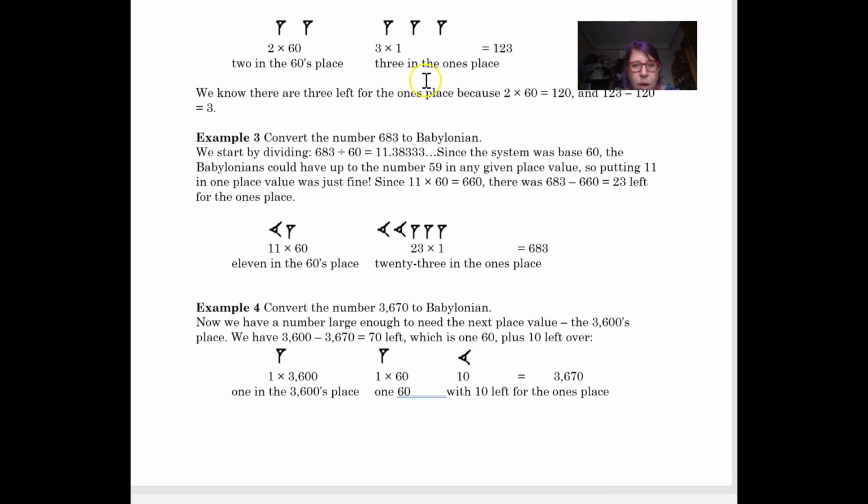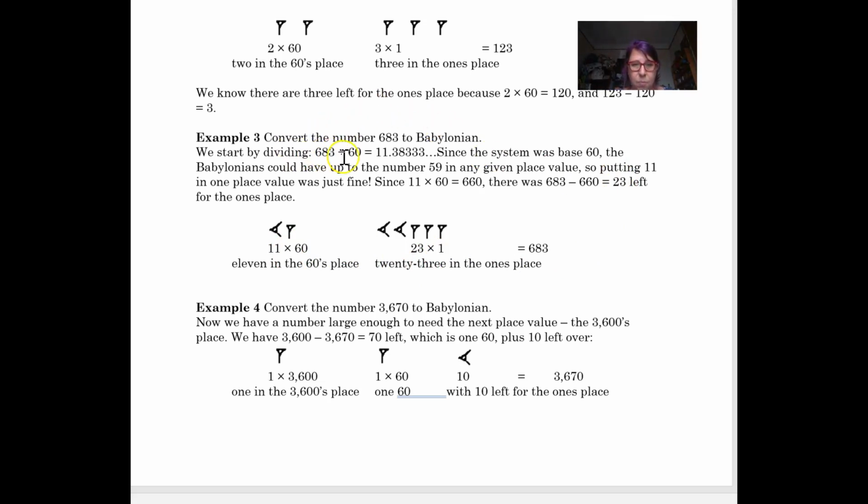Now, if you have a much larger number like 683, it's fine to use your calculator here and divide by the 60s place here. You get 11, and you can put 11 in the ones place. That's okay. You're allowed to go all the way up to 59 in the ones place since you're in base 60. And then there were 23 left. So 59, sorry, in any place, not just the ones place, but also in the 60s place and the next place value up, right? You're allowed to go up to 59. So here we have 11 in the 60s place and 23 in the ones place.